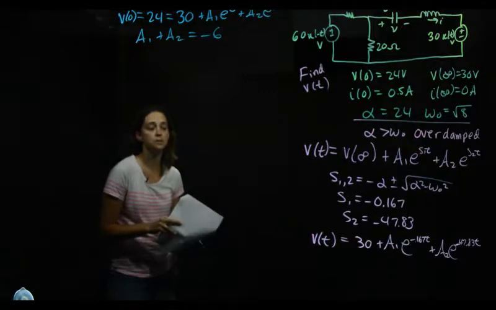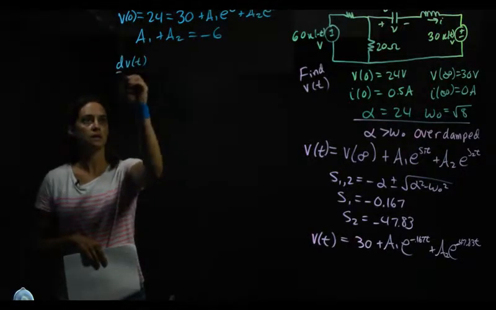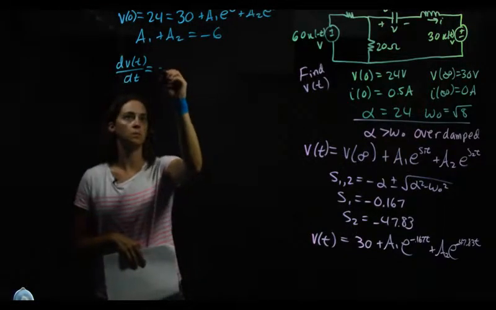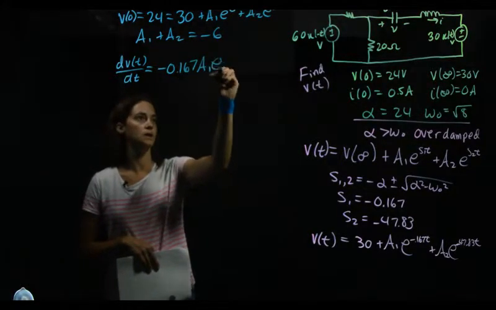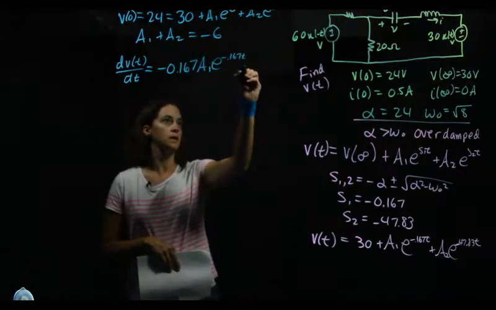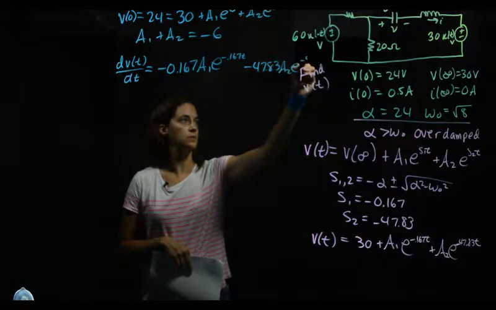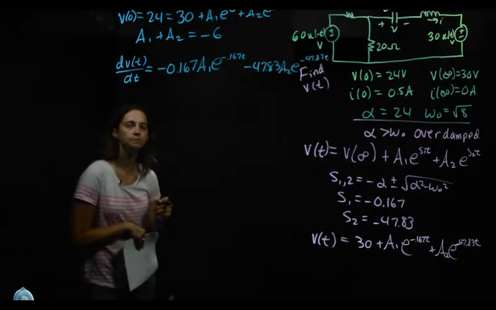And now we need to do the derivative. So let's find dv of t by dt. We get minus 0.167 A1 e to the minus 0.167t minus 47.83 A2 e to the minus 47.83t. It's all smushing together a little bit there.